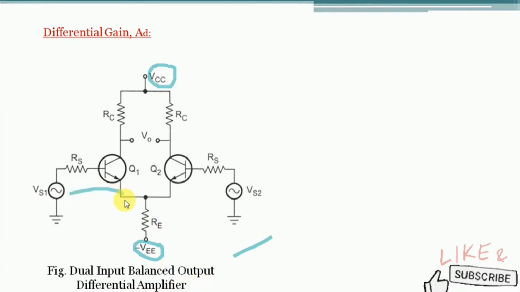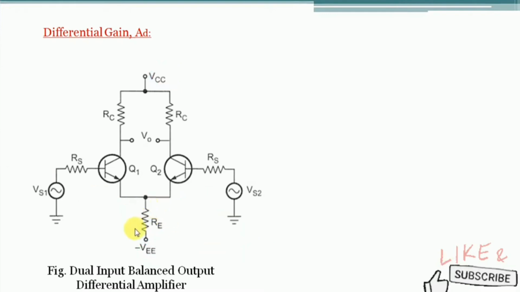Here the current flowing through the resistor RE will be 0. Why? Because the two input signals are the same in magnitude but differ in phase. So zero current will flow through the resistor RE, hence RE can be treated as 0, which means it is kept grounded.